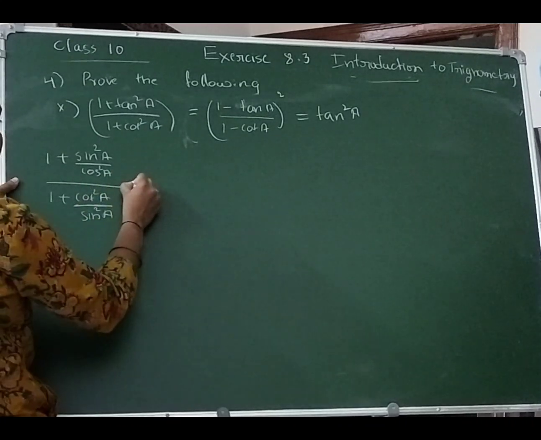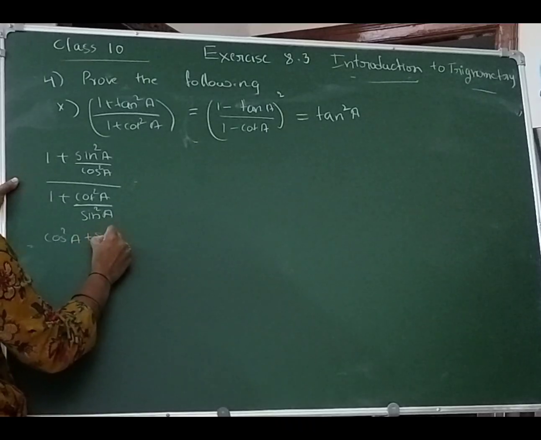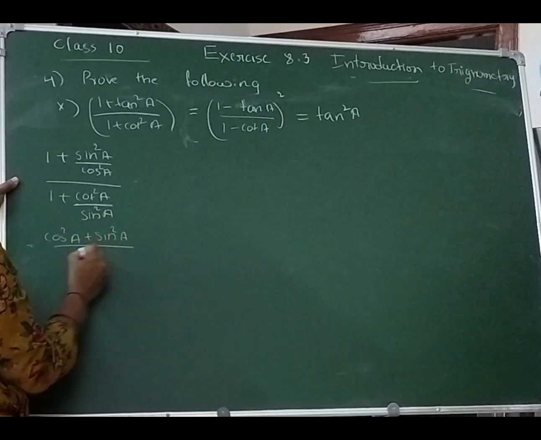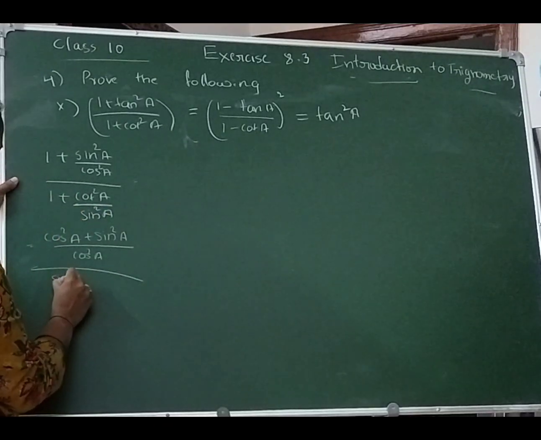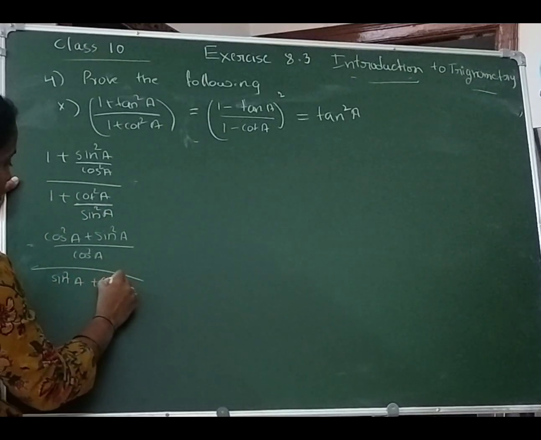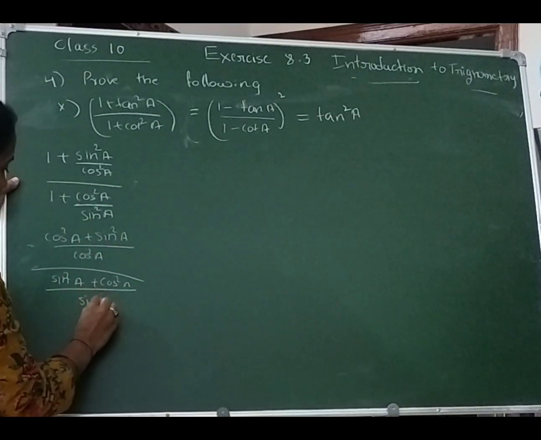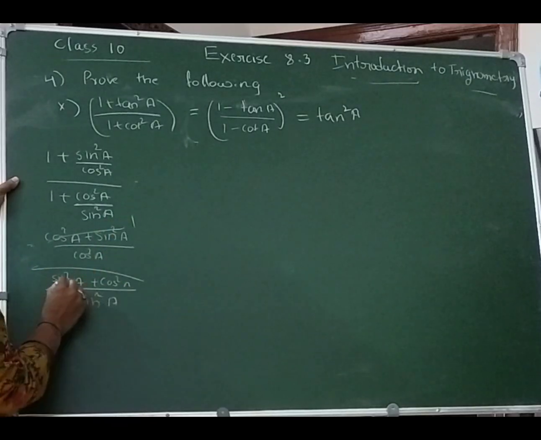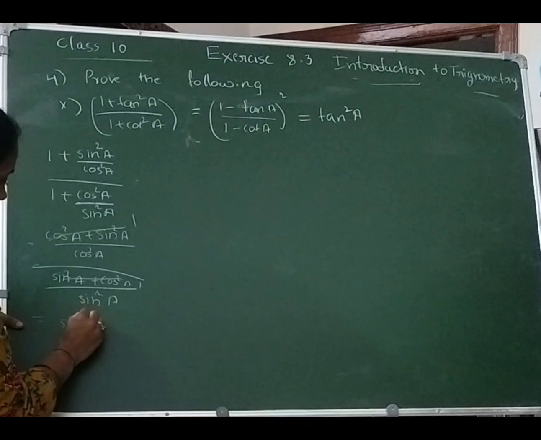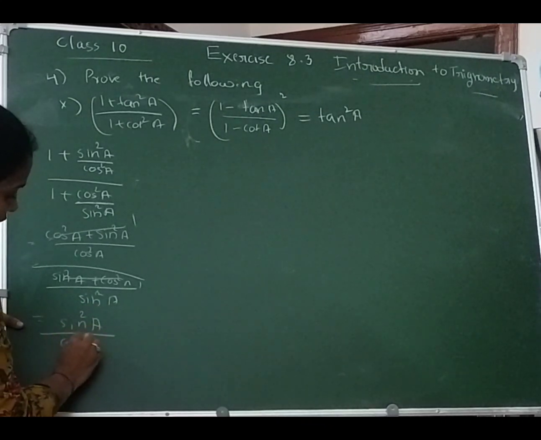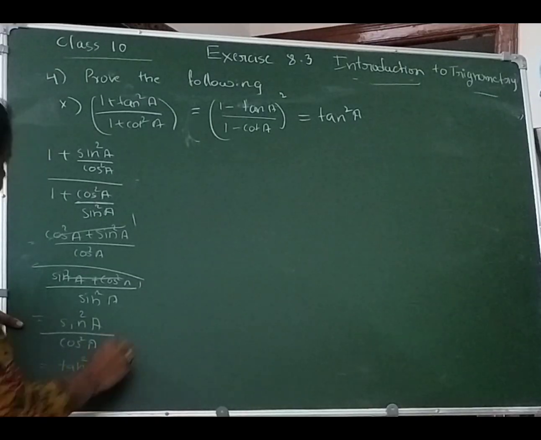Taking LCM in both numerator and denominator, we'll get it as (cos square A plus sin square A) divided by cos square A in the numerator, and in denominator we get (sin square A plus cos square A) divided by sin square A. So using the identity, sin square A plus cos square A is equal to 1, and on rearranging we'll get it as sin square A divided by cos square A. That's nothing but tan square A. So that's nothing but our third term, right?